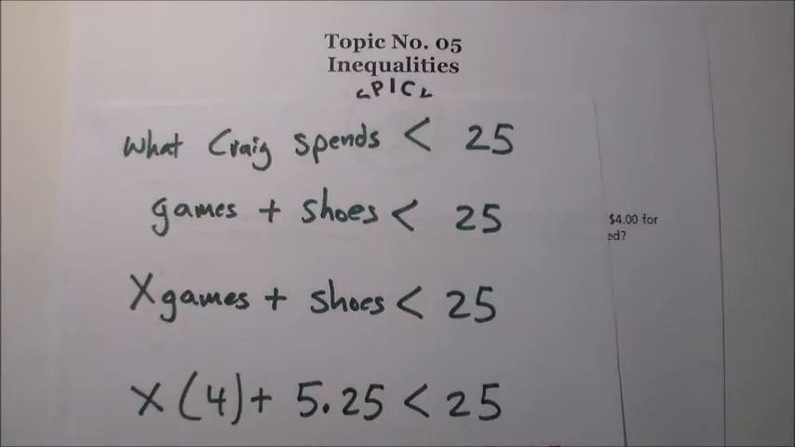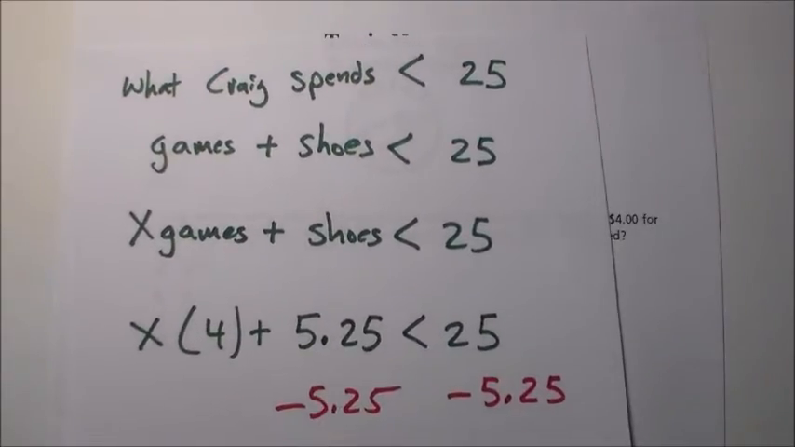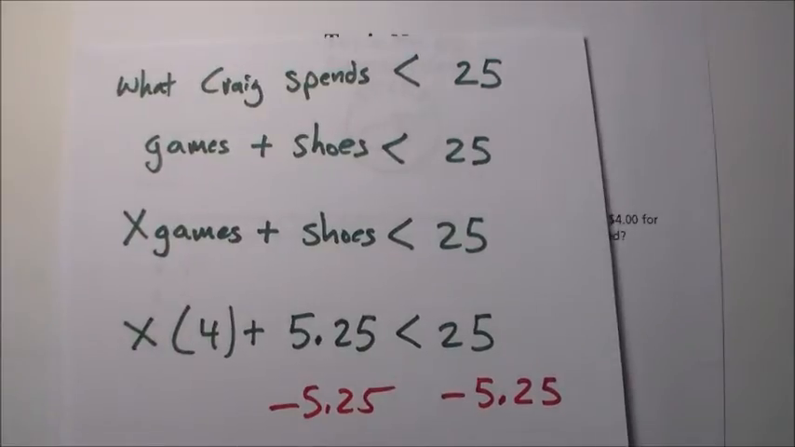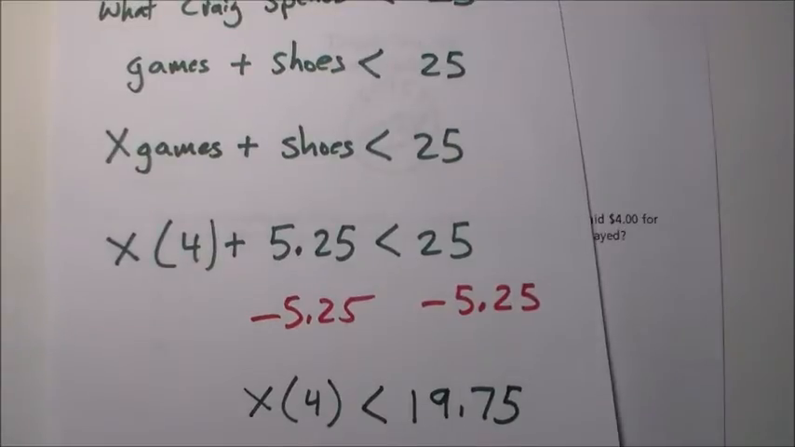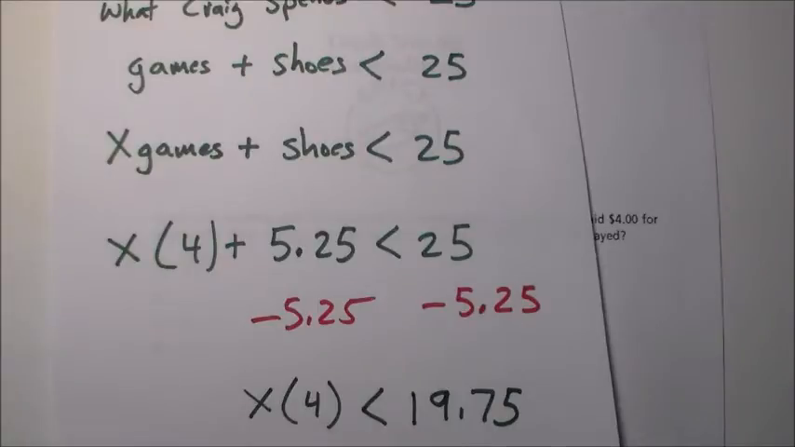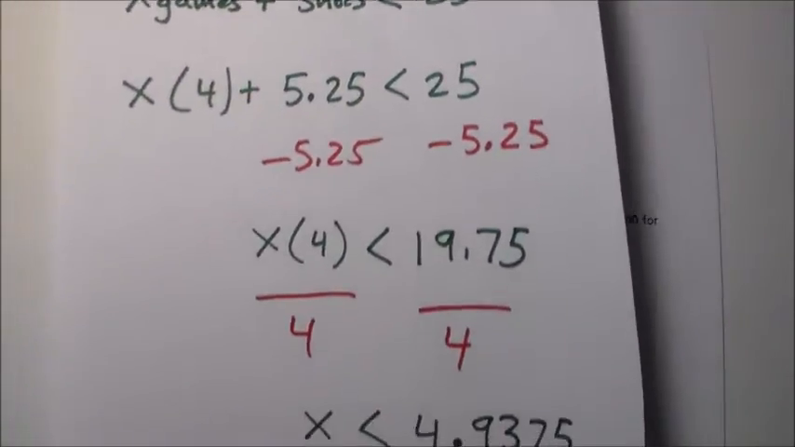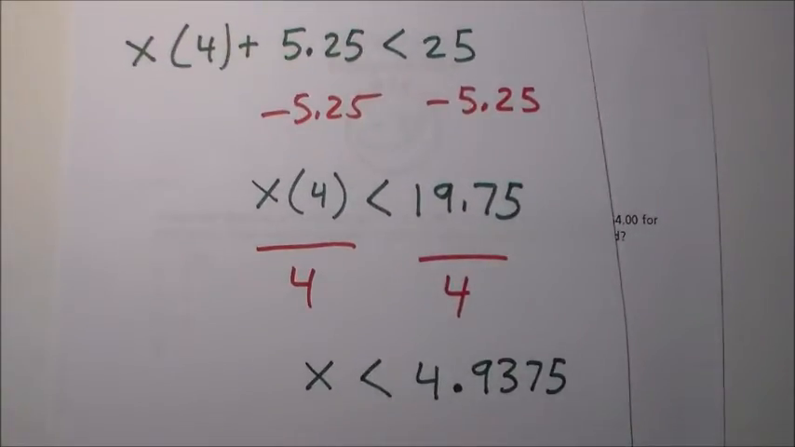How do we solve this inequality? Well, just like an equation, we're going to subtract $5.25 from either side in the first instance. That's good legal math. And then we get X times 4 has to be, still less than $19.75. What do we do now? We divide by 4. That means X, the number of games, remember, because the number of games times $4, has to be less than 4.9375. So if it has to be less than 4.9375, it cannot be 5.